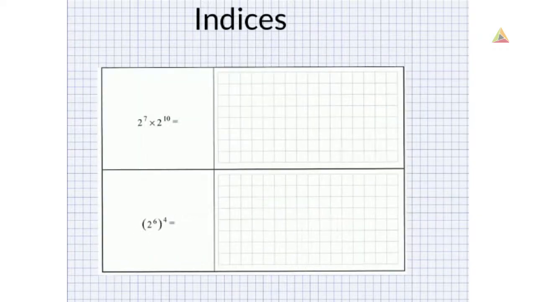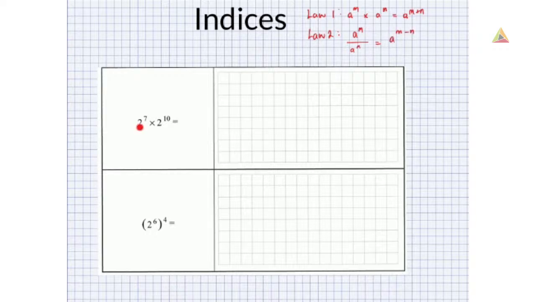Before I do the next 2 parts, let's write out our laws. Law 1 is a to the power of m multiplied by a to the power of n is the same as saying a to the power of m plus n. Then the second law that we looked at was a to the power of m divided by a to the power of n gives us a to the power of m minus n. Now remember, the bases have to be the same.